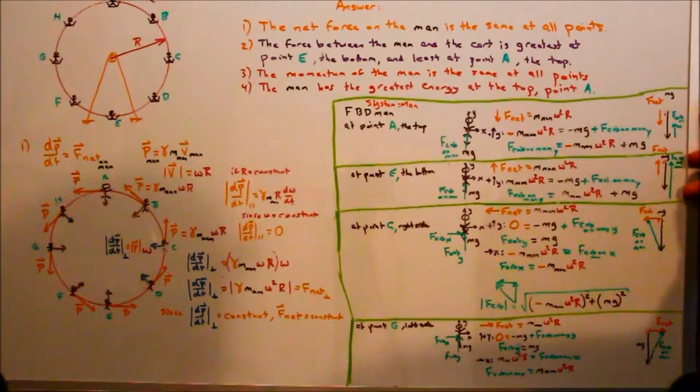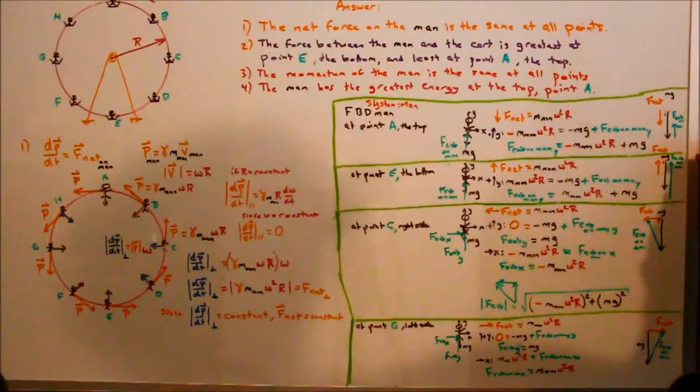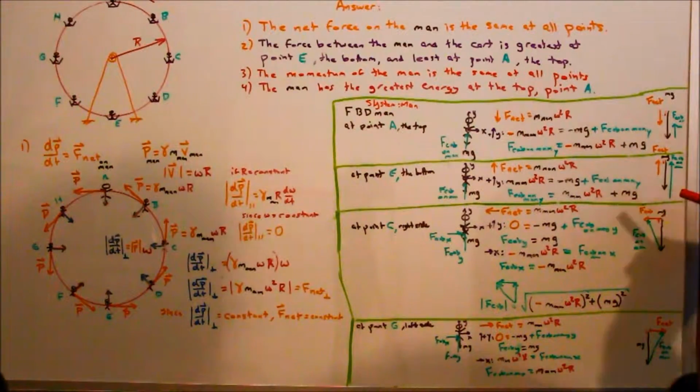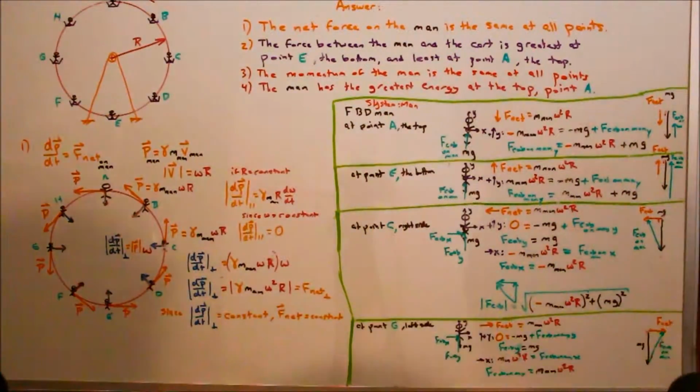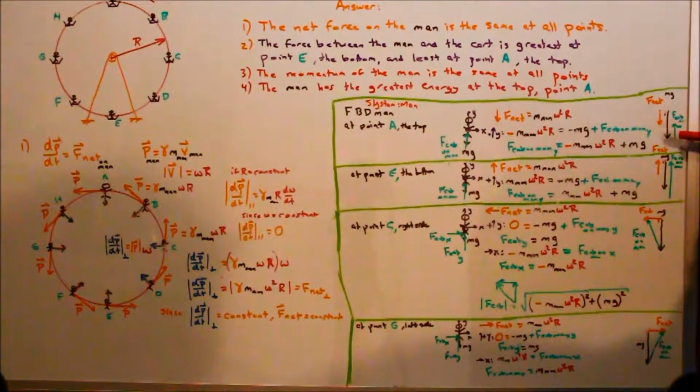So here the man will feel the greatest force from the cab. The force of the cab on the man is here, and the force of the man on the cab would be the opposite of that. So if the cab were to break, it'd break here at the bottom, because that would be the greatest magnitude. Where's the force the least between the cab and the man? Well, it's at the top. You can see that right here.